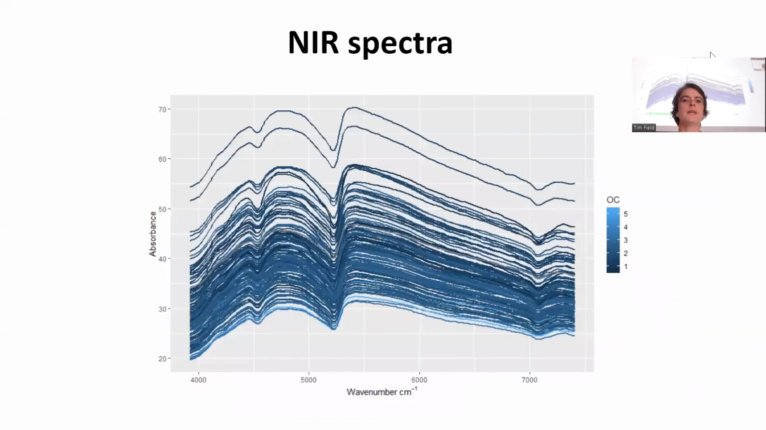So this is some near-infrared spectra. It's got the gradient of organic carbon there. So you can see basically the lighter coloured lines have more organic carbon. They've got lower absorbance, so they're probably reflecting more light.